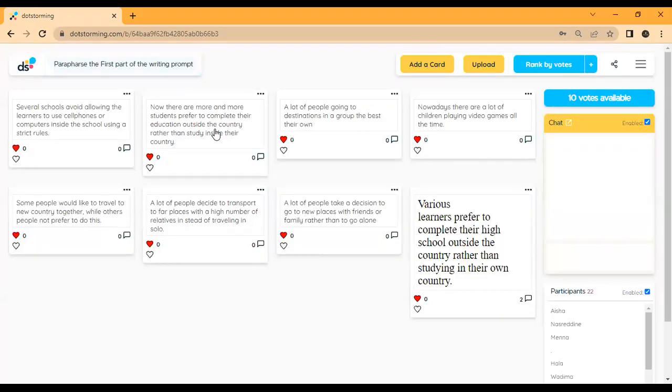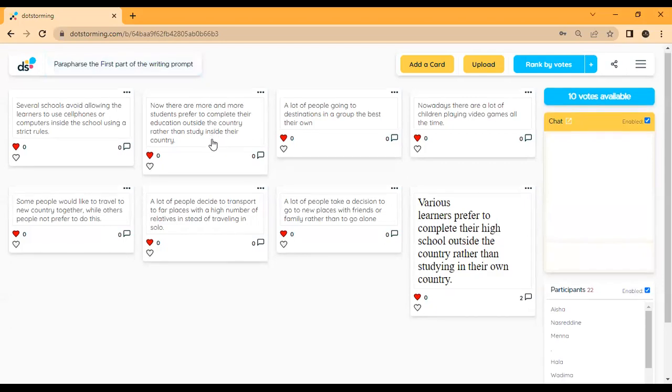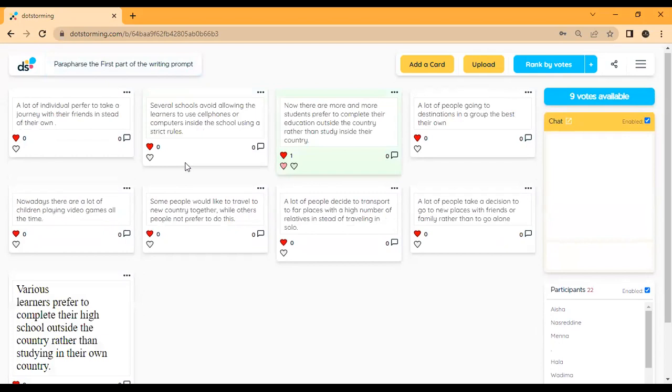Okay. Now there are more and more students who prefer to complete their education outside the country rather than studying inside their country. I can interact with this, I can give it a heart, guys. This is what you need to do, so try to read them. And if you like one paraphrase, just give it a like. If you really have some good feedback to provide your friend with, please do. The most important thing is that this paraphrase should make sense to the reader. That's what we are looking for.